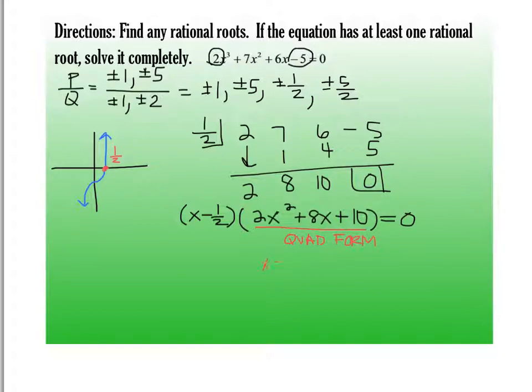So we get x equals negative b plus or minus the square root of b squared minus 4ac all over 2a.